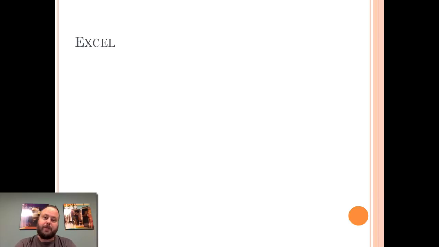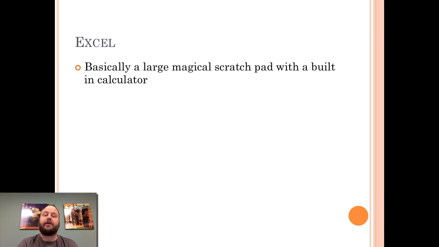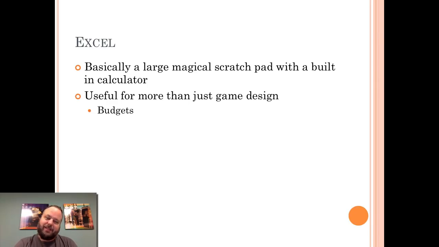Alright, so first of all, what is Excel? Well, it's basically a large calculator that's kind of this magic scratch pad all combined in one. It's useful for other things besides game design, but you can figure out things like budgets and schedules and time logging, but that's all the boring stuff.